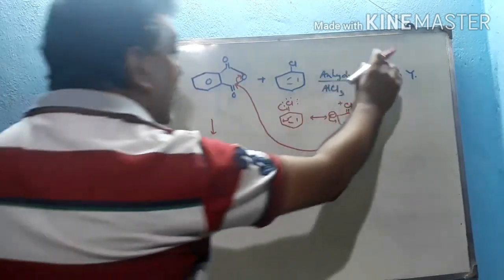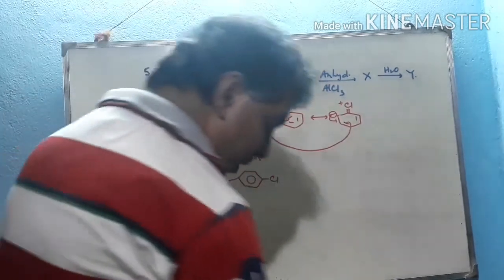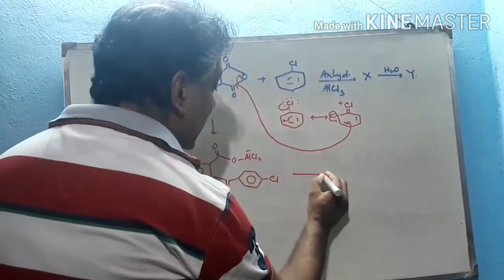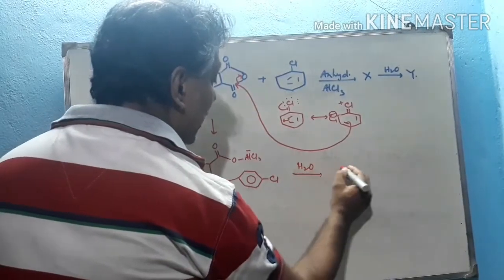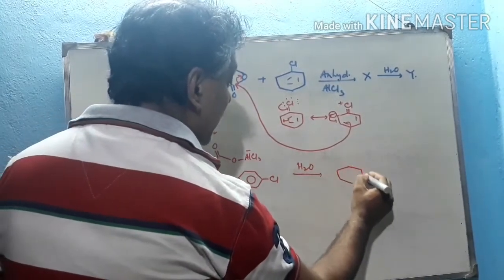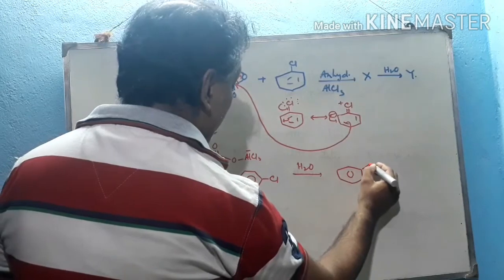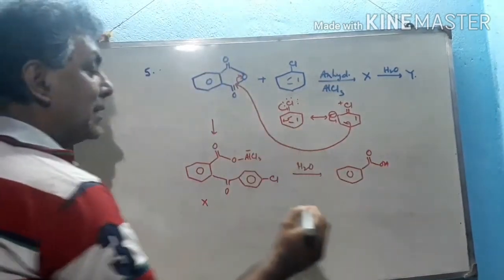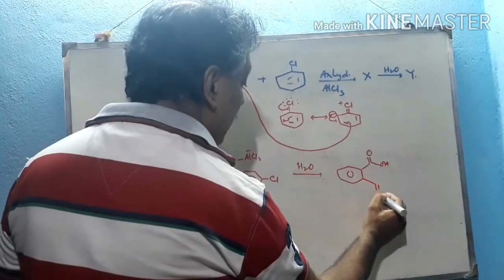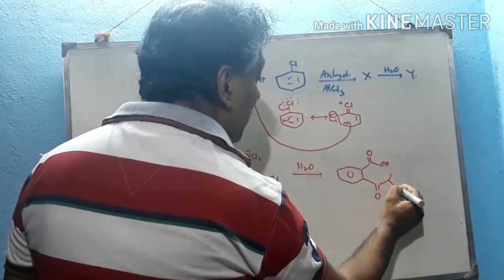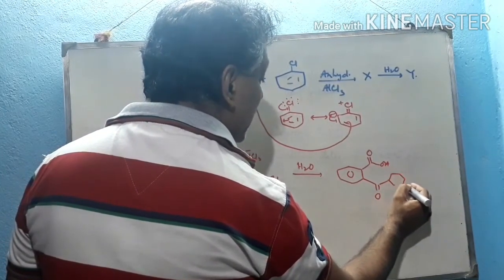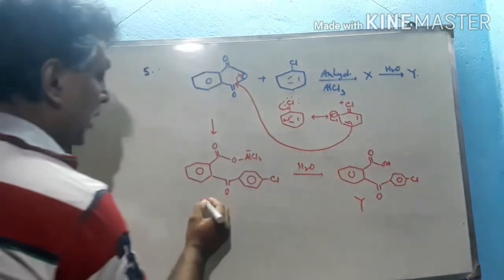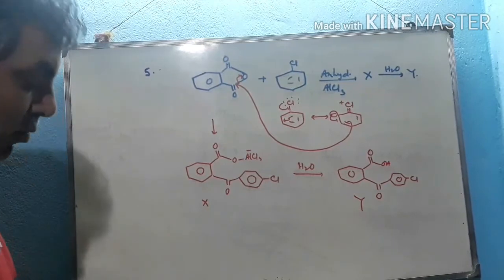And when it is treated with water, it forms OH, C double bond O OH, and releases this AlCl3, and here C double bond O, with parachlorobenzene as the substituent. This is the Y. So here this is the X and this is the Y.